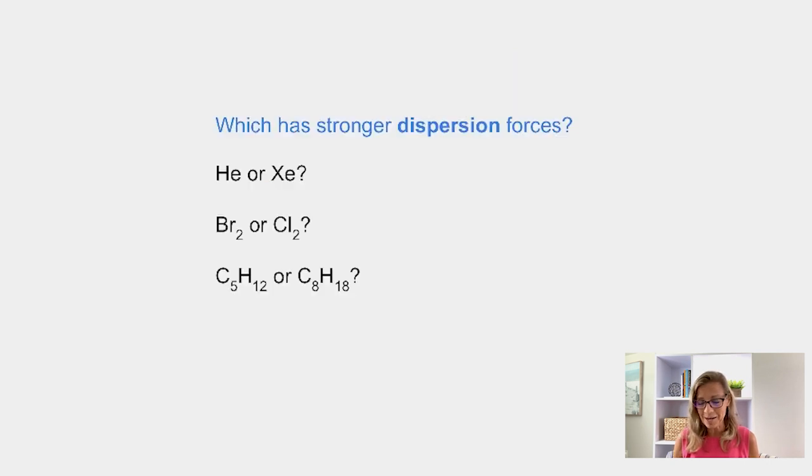So let's do a couple examples. Helium versus xenon. Well, they're both noble gases, but xenon is much, much larger and it's got many more electrons, and so that one would have greater dispersion forces. Bromine and chlorine, again, they're both halogens, they're about the same shape, but bromine has many more electrons, and so it would have stronger dispersion forces. And then I've got two hydrocarbons there, and the one that is longer and has more electrons will have greater dispersion forces.